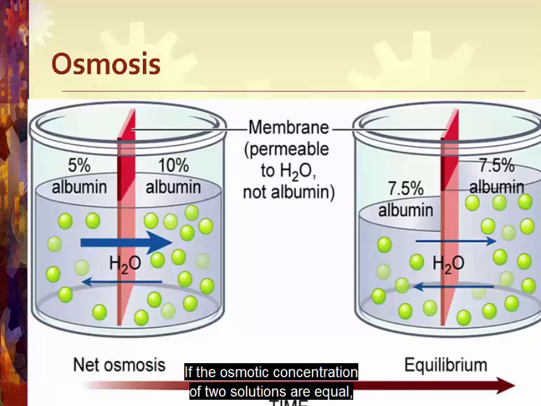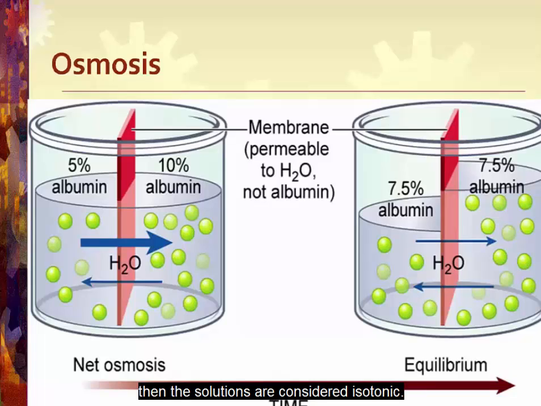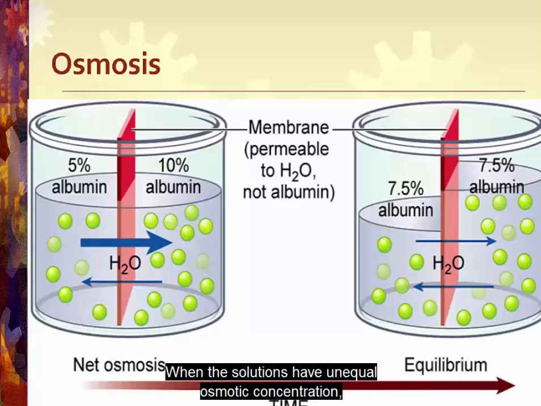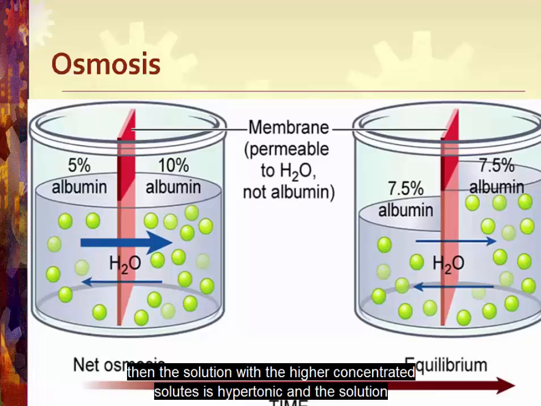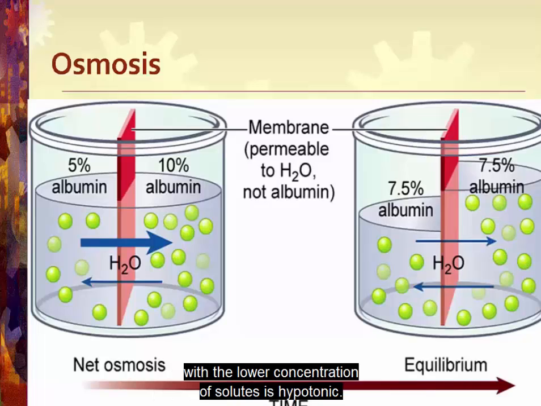If the osmotic concentration of two solutions are equal, then the solutions are considered isotonic. When the solutions have unequal osmotic concentration, then the solution with the higher concentration of solutes is hypertonic, and the solution with the lower concentration of solutes is hypotonic.